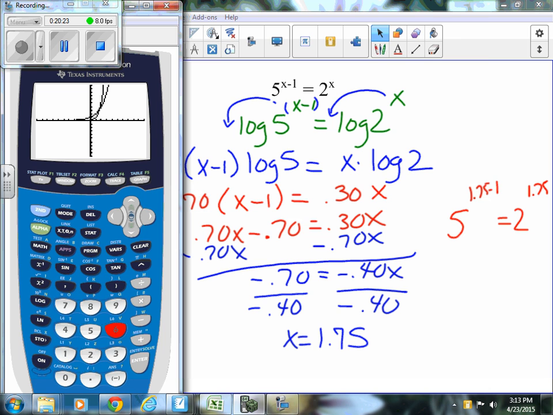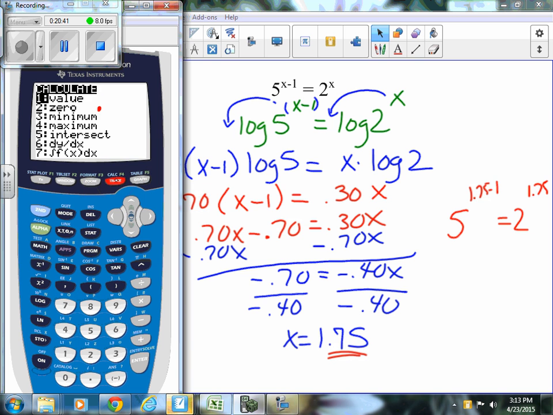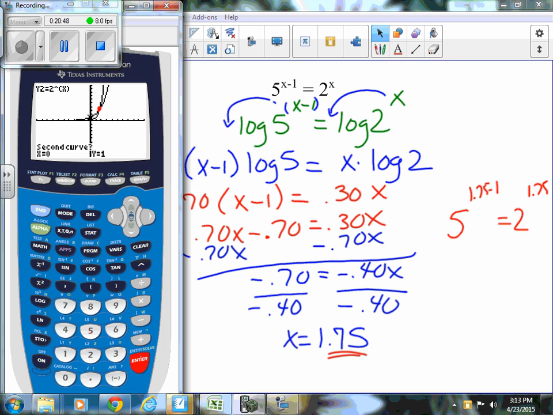Well, we can kind of see where that point is. It looks like it's about there, right? Which for my x value is supposed to be like 1.75, which is pretty reasonable from the picture. You could trace on your graph and just see approximately where it crosses. Or under the calculate menu, you can actually do intersect, which is kind of nice. It's this number 5. You can say, okay, what's your first curve? Yep, it's the 5 to the x thing. What's your second curve? Yep, it's the 2 to the x thing. And then your guess, get it kind of close to where you think it is. Press enter, and we can get a pretty good approximation.